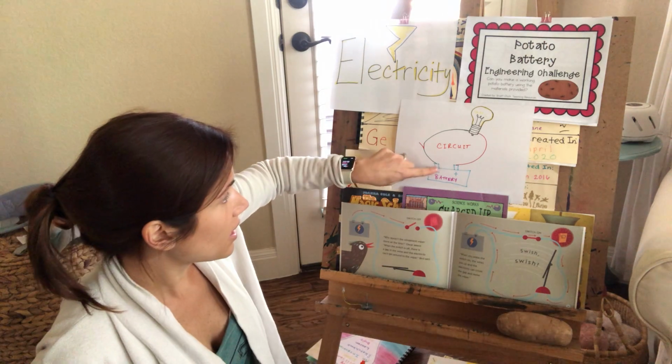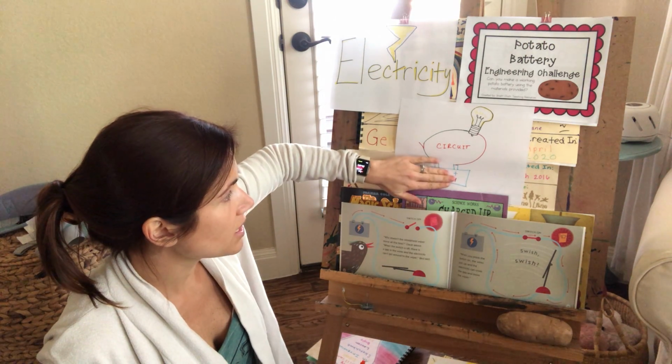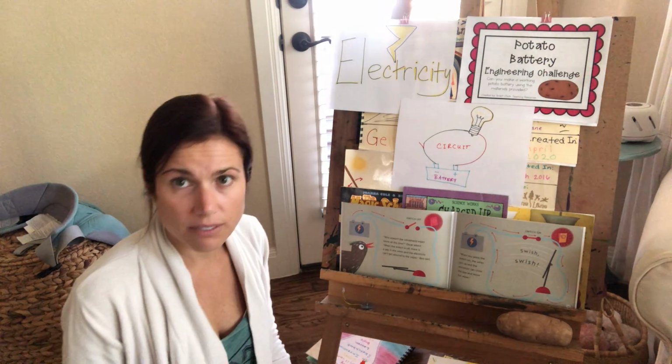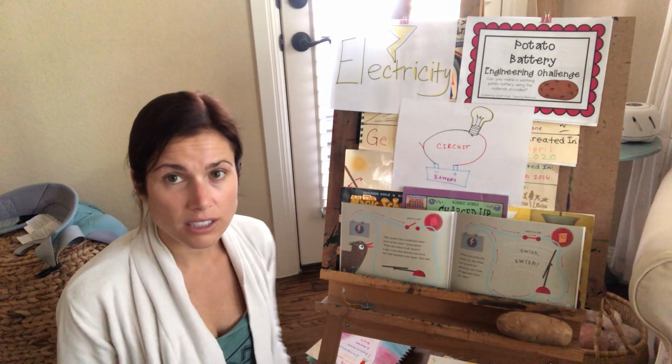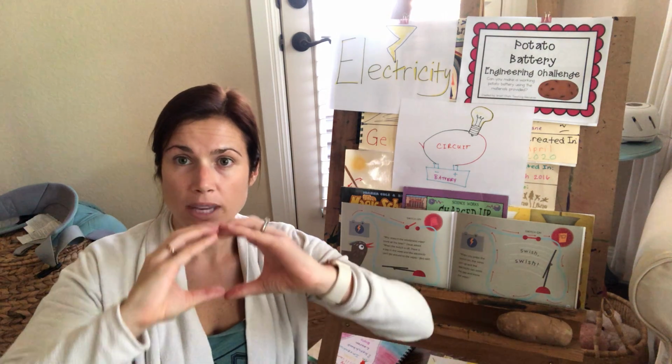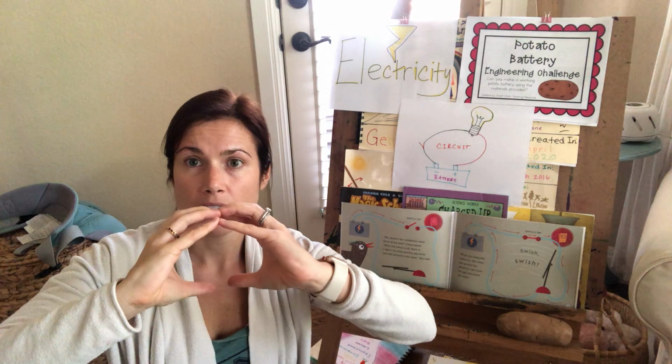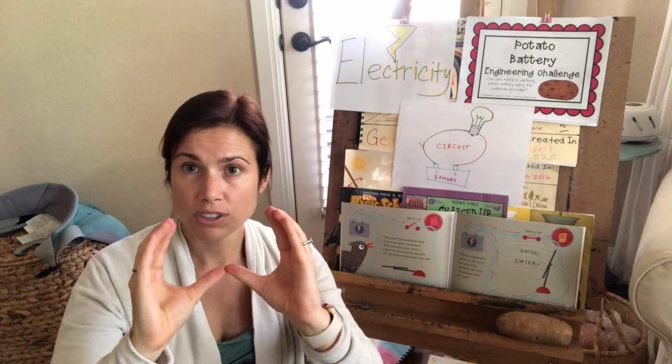A circuit is, part of it is connected to the power, and part of it is connected to the thing that receives the power. And if there's a break in the circuit, the power can't flow. So make your hand into a circle. Pretend your hand is a circuit. If the circuit is broken, the power can't flow.